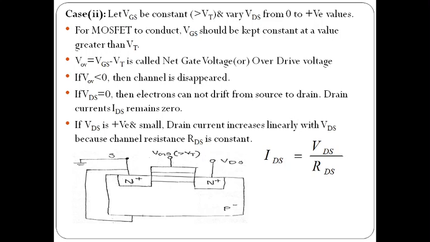and the current is 0. If VDS is 0, then electrons cannot drift from the source to drain. If I vary it from 0 to positive values, again at VDS equals 0 the electrons cannot drift from source to drain, so the current is 0. Now VDS is increased to very small positive values, like 0.1, 0.2, 0.3 volts. Then the drain current increases linearly with VDS because the channel resistance RDS is constant. From that we can write IDS equals VDS by RDS, where RDS is the channel resistance and it is constant.